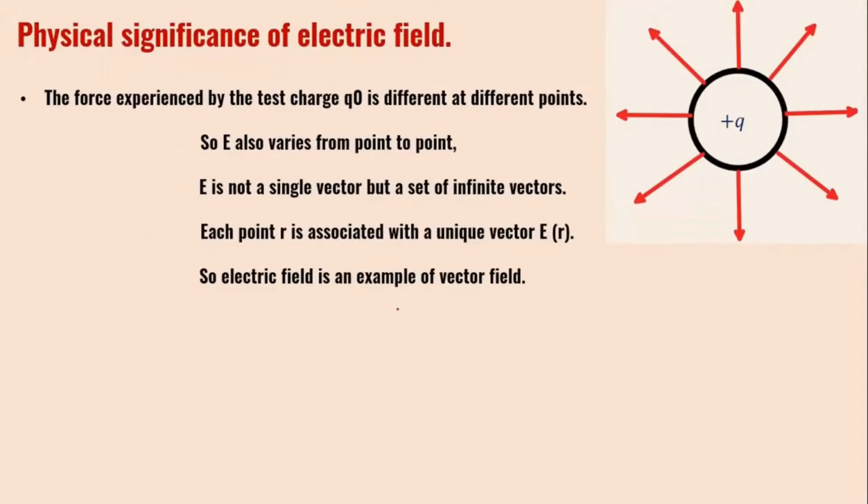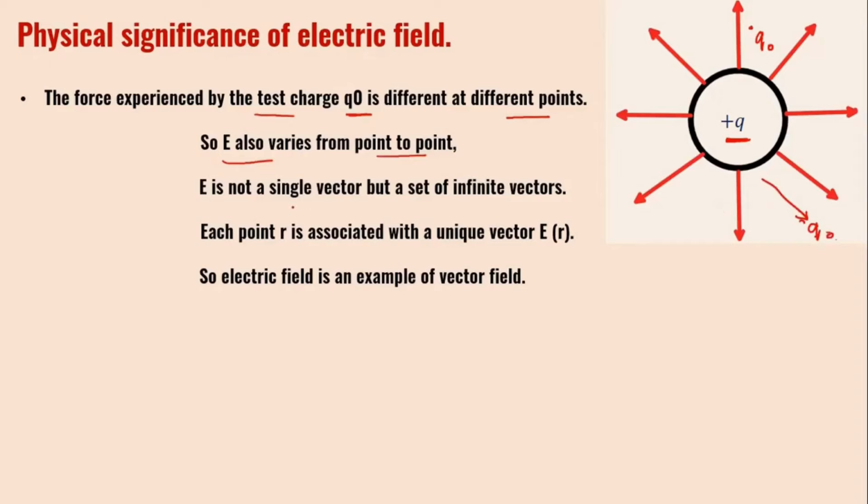Next, let us try to understand the physical significance of the electric field. As I have shown, the electric field lines are shown in this case if we have a plus Q source charge. That means the force experienced by the test charge Q naught is different at different points. So E also varies from point to point. If the position of Q naught keeps on changing, the direction or the magnitude of the electric field also keeps on changing. That is the important factor.